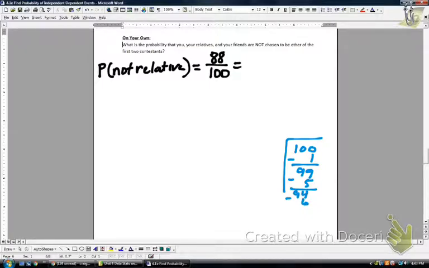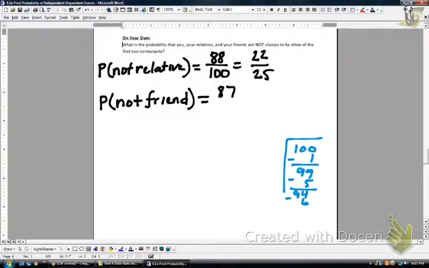That simplifies to 22 out of 25. Divide both of them by 4. Okay, then the second part of that is not your friend. So somebody has been chosen for the first pick. That reduces my favorable outcome to 87, and then my possible outcomes to 99 because somebody has been chosen. And then that simplifies to 29 out of 33.